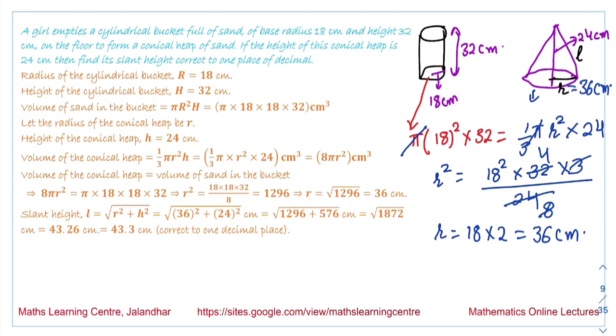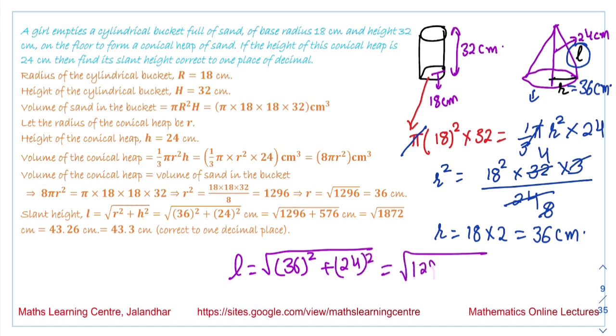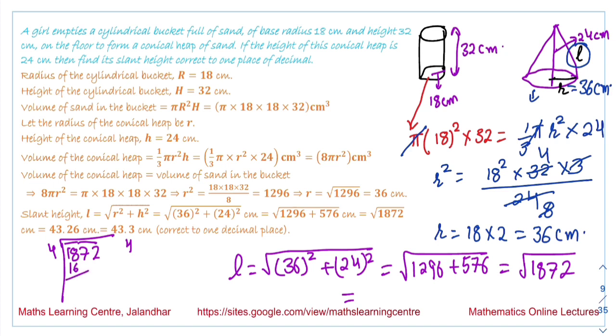Now the next thing we have to calculate is the slant height L. So the slant height L is equal to square root of 36 square plus 24 square, that is equal to square root of 1296 plus 576, and that is equal to square root of 1872. And when we calculate the square root of 1872, we have to calculate the square root of this value. So we are saying 4 4s are 16. The remainder we are left with is 2. So we get 272. So we have 8 over here.